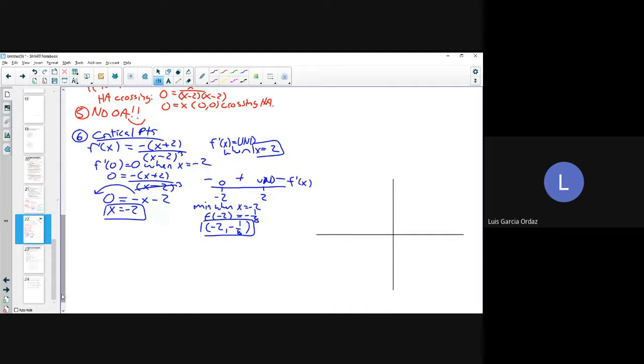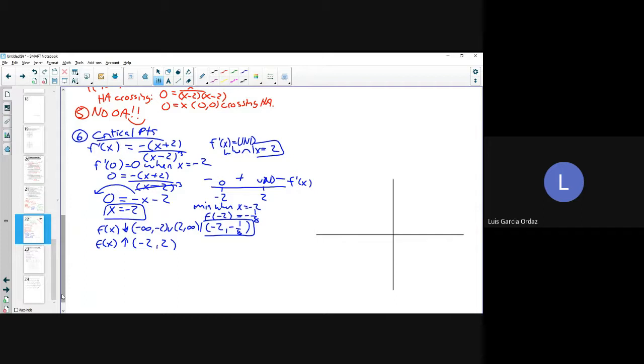So my graph of f of x is decreasing from -infinity to -2, and from 2 to infinity, and f of x is increasing from -2 to +2.